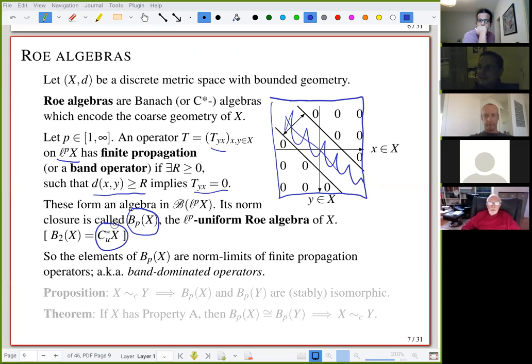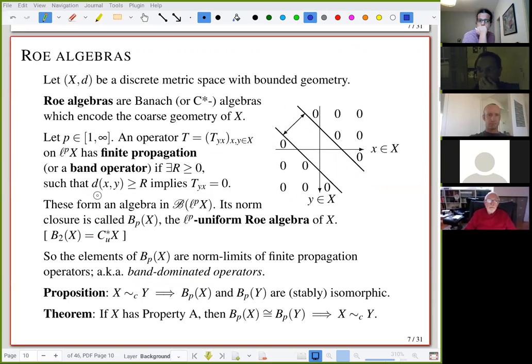And if there are any operator theory people here who look at these things, then you probably know the name band-dominated operators. Those are norm limits of band operators. So in other words, members of these operator algebras defined over there. So the metric makes an appearance in the definition. So presumably it's somehow reflected in the C-star algebra or in the Banach algebra.